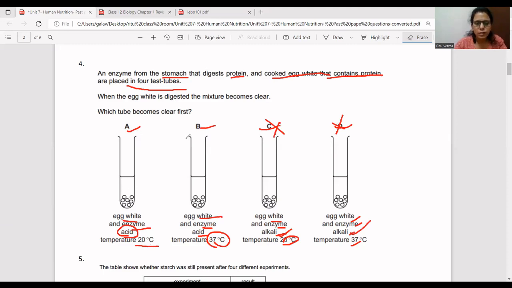Now out of A and B, the temperature of A is 20 degrees Celsius and the temperature of B is 37 degrees Celsius. We already know that the internal body temperature of human beings is 37 degrees Celsius. So option B is the correct answer. In option B, the enzyme reaction will take place faster. Pepsin enzyme would be most active in test tube B, and hence this test tube will become clear first. So the correct answer for question 4 is option B.